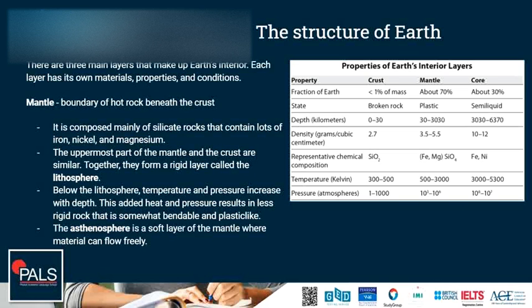The mantle is the layer of hot rock beneath the crust. It is composed mainly of silicate rocks that contain lots of iron, nickel, and magnesium. The uppermost part of the mantle and the crust are similar. Together they form the rigid layer called the lithosphere. Below the lithosphere, temperature and pressure increase with depth. This added heat and pressure results in less rigid rock that is somewhat bendable and plastic-like. The asthenosphere is a soft layer of the mantle where material can flow freely.